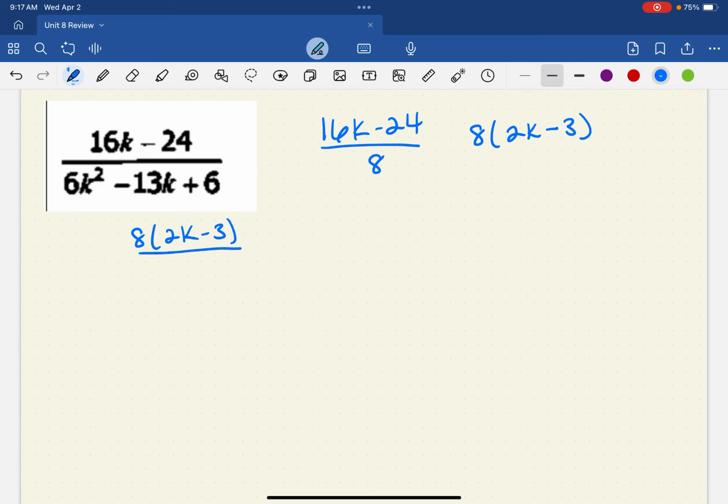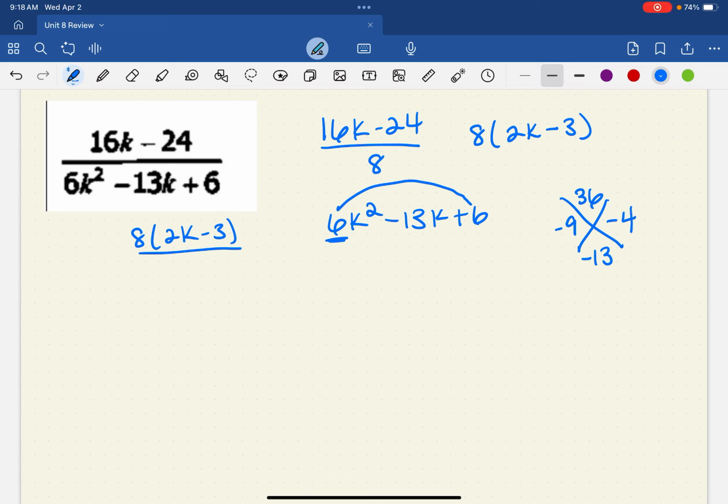Bottom, I have 6K squared minus 13K plus 6. I am doing X method with grouping because of this number right here. So X method with grouping, I am multiplying A times C. 36 on top, B is on bottom, so negative 13. Two numbers that multiply to give me 36 but add to give me negative 13 would be negative 9 and negative 4.